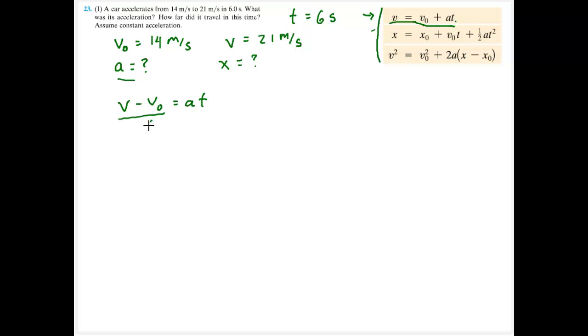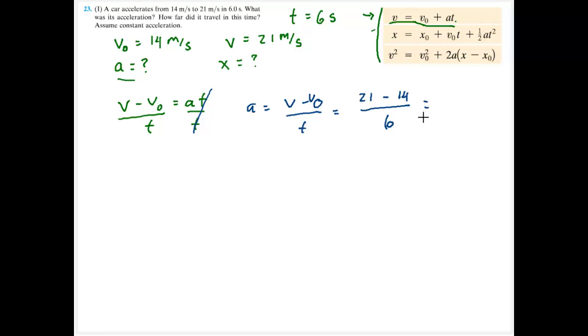Now I'm going to divide both sides by time, just like that. These times are going to cancel out, and I'm left with the acceleration is going to be essentially the change in velocity, v minus v naught, divided by the time. So that's going to be 21, the final velocity, in meters per second. V naught is going to be 14 meters per second. And then my time is going to be 6 seconds.